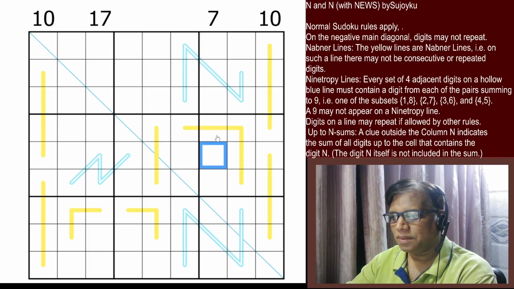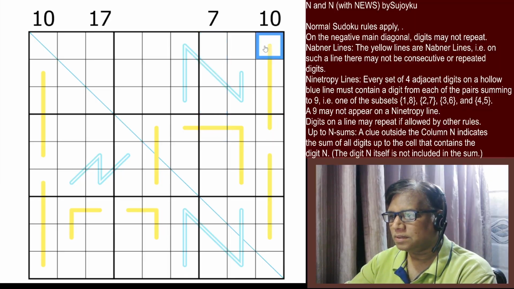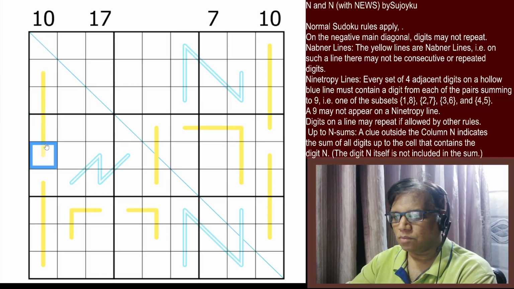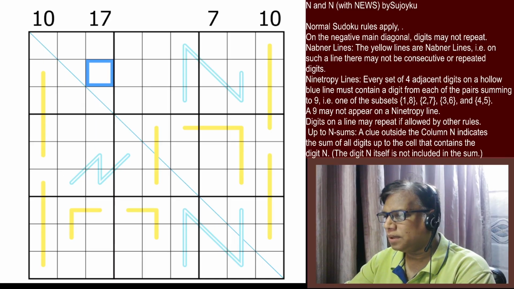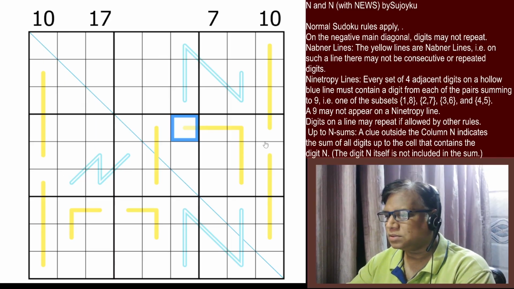So wherever there is 7, the sum up to that number is going to be 7. This is the 9 column, so the sum up to the digit 9 must be 10. This is the first column, so the sum up to the digit 1 must be 10. Okay, so those are the rules. This is kind of a new rule. Nabner is also new, but we have already done Nabner, so it is just a little variation of that. Up to N sum is something new that I have seen. But anyway, those are the rules. A little bit easy to understand because we have already done this clue outside, right? We also have the X sum and sandwich rule, so just a little variation of that.